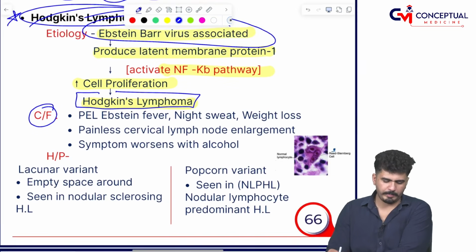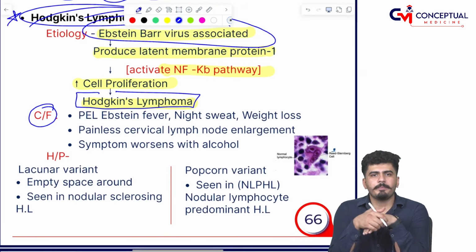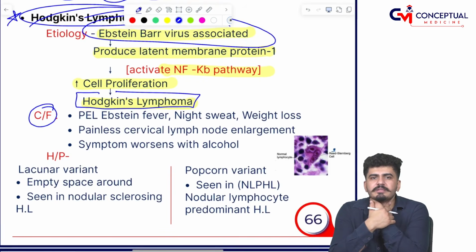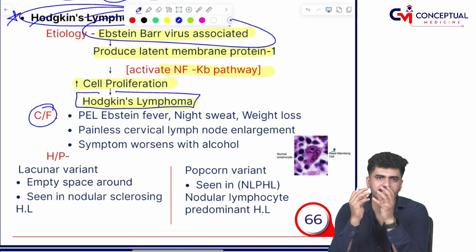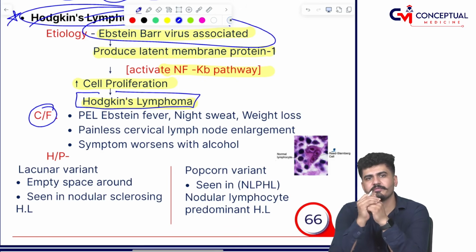What are the clinical features? Pel-Ebstein fever, night sweats, weight loss, sir. Then painless cervical lymph node enlargement, and symptoms worsen with alcohol. These are the typical features of Hodgkin's lymphoma.